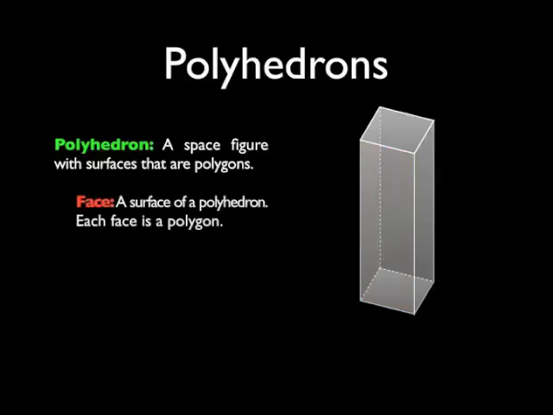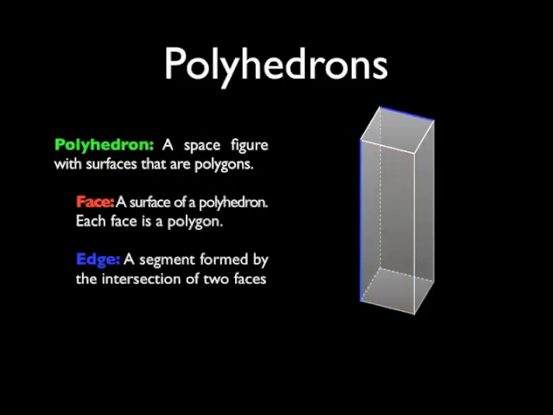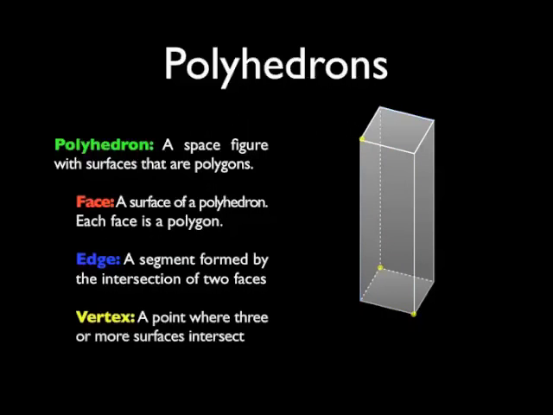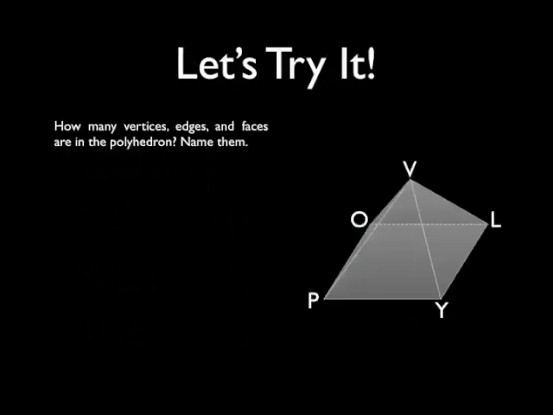Where two faces intersect, we have edges. So an edge is the intersection of two faces. And then, of course, three or more faces intersect at the various vertices. So knowing this vocabulary, let's try it. How many vertices, edges, and faces are in the polyhedron?